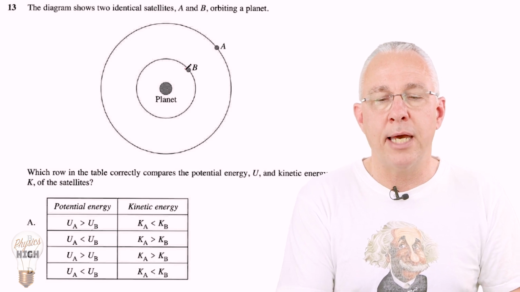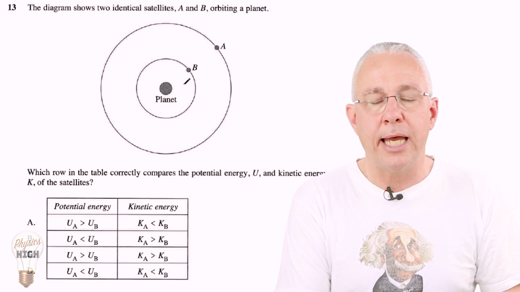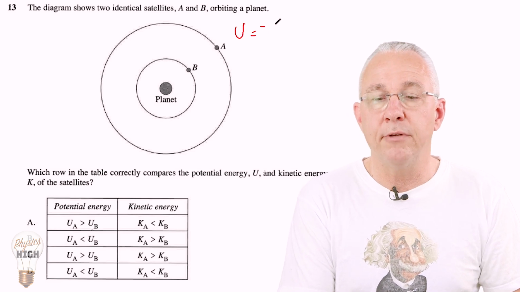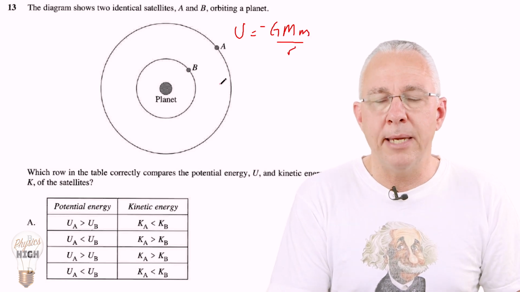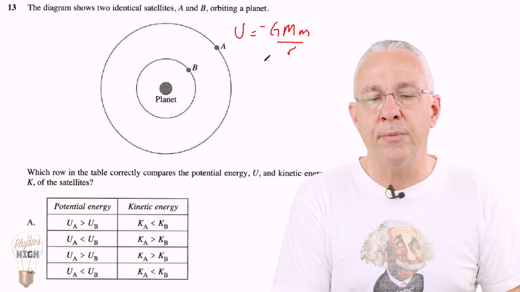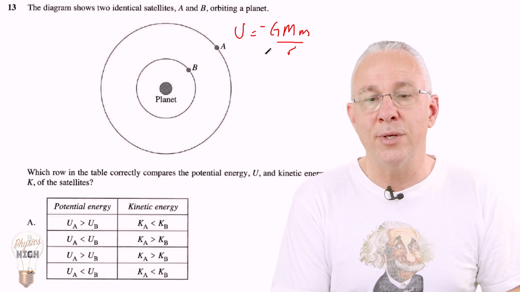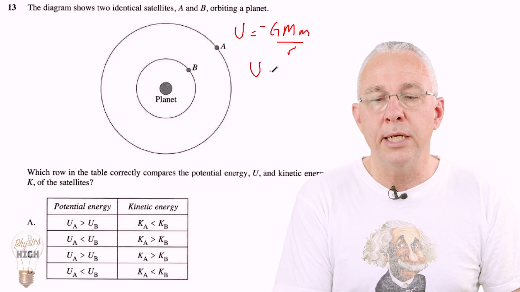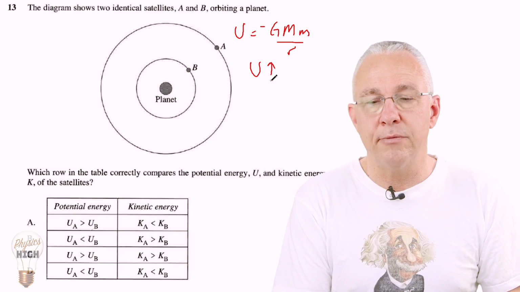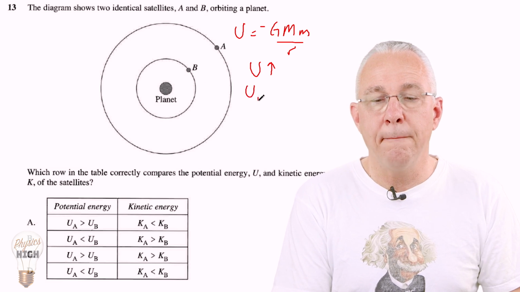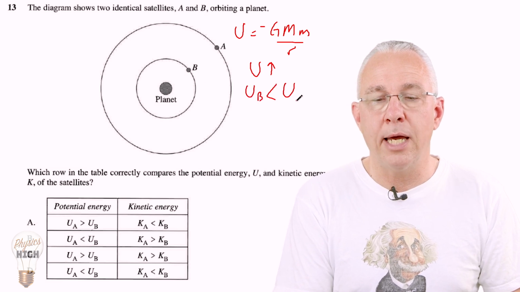Well, we know that there are two formulas that relate to those two types of energy. Now U is equal to negative GMm over R. That means because this is negative, the further we go out, the greater the radius, the closer this gets to zero. So in other words, U is increasing as a result. And so therefore UB must be smaller than UA.